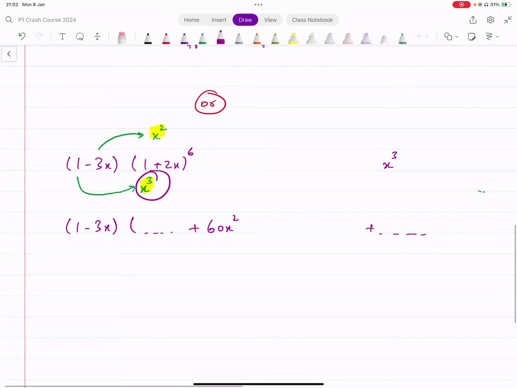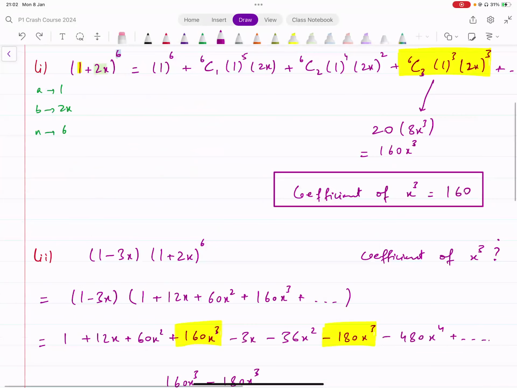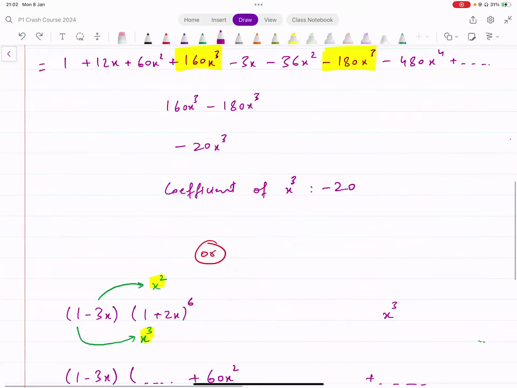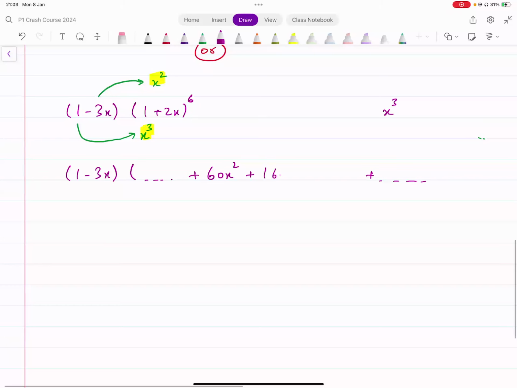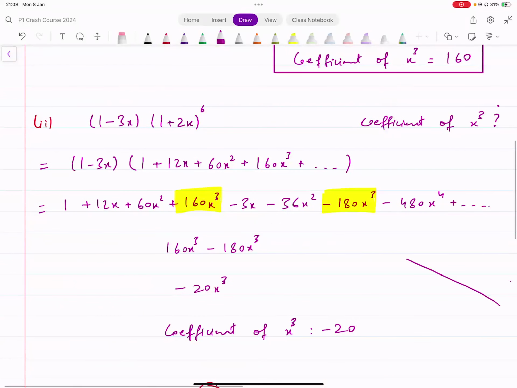And then the x cubed term, which one is that? That's 160x cubed. So from that expansion, these are the only terms that we need. We do not need the rest of the terms. So we just focus on these terms. Now, as I said, you could also do it the longer way like this. And that's perfectly okay. It's just that it might take 1 extra minute.